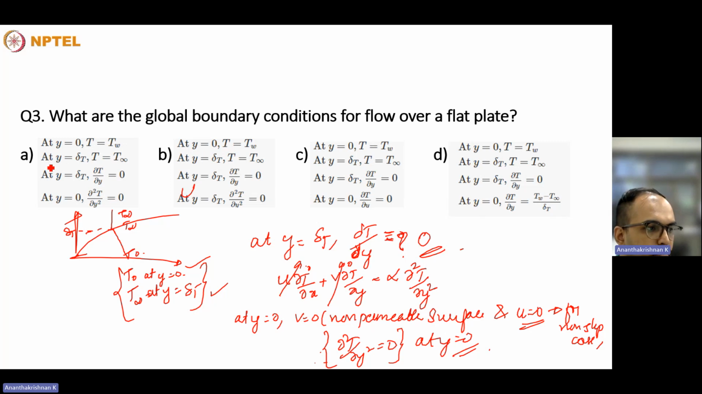So the correct option is: at y equal to 0, T is equal to T W; at y equal to delta T, T is equal to T infinity; at y equal to delta T, dou T by dou y is equal to 0; and at y equal to 0, dou square T divided by dou y squared is equal to 0.